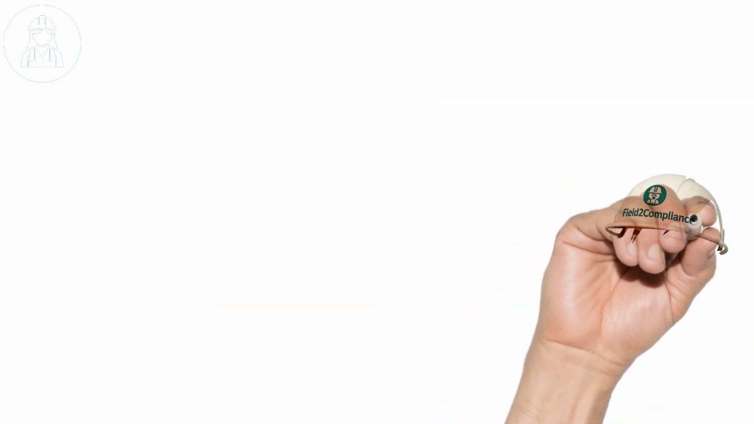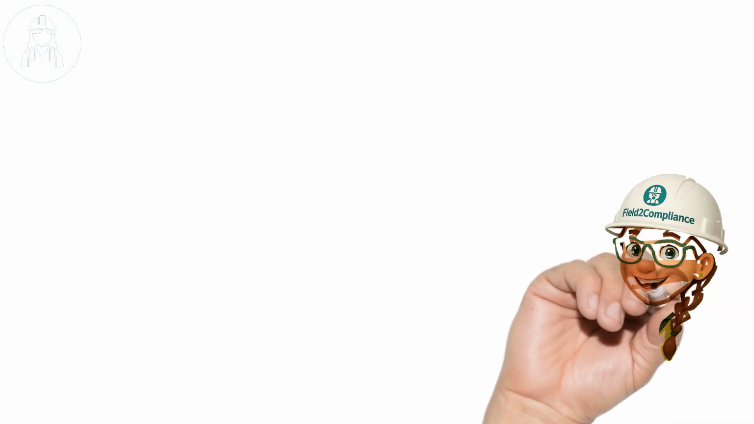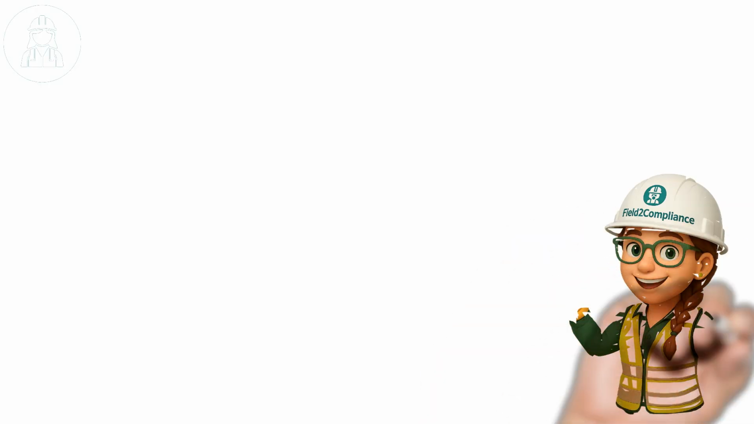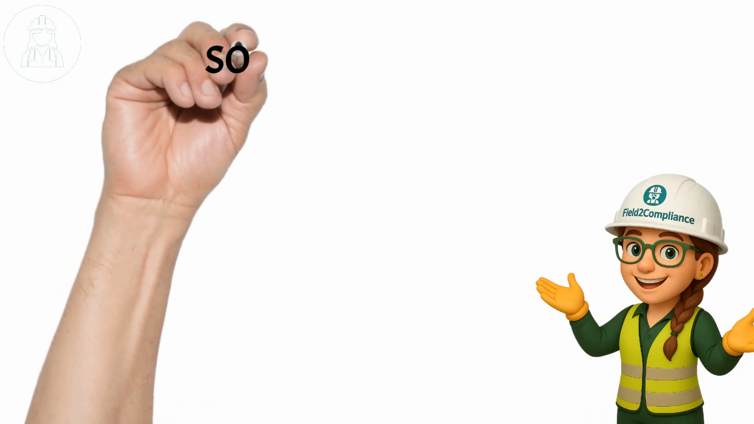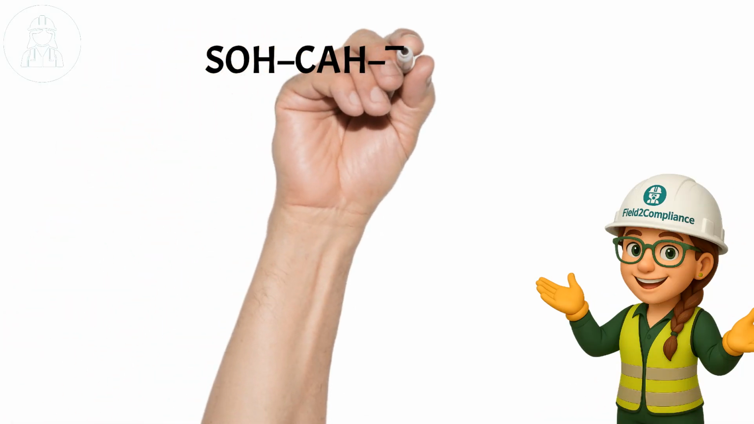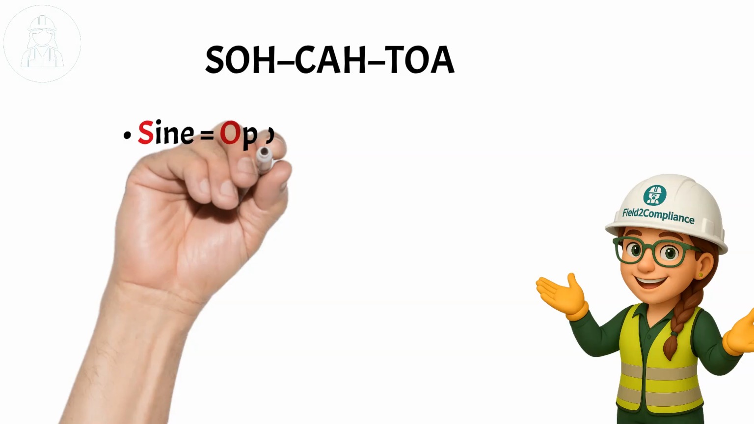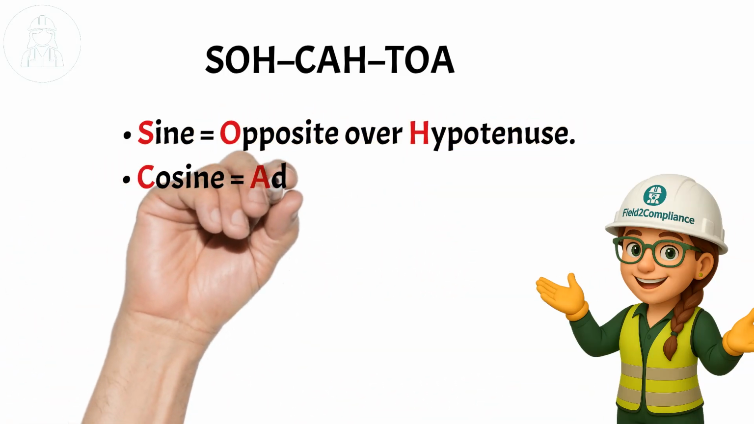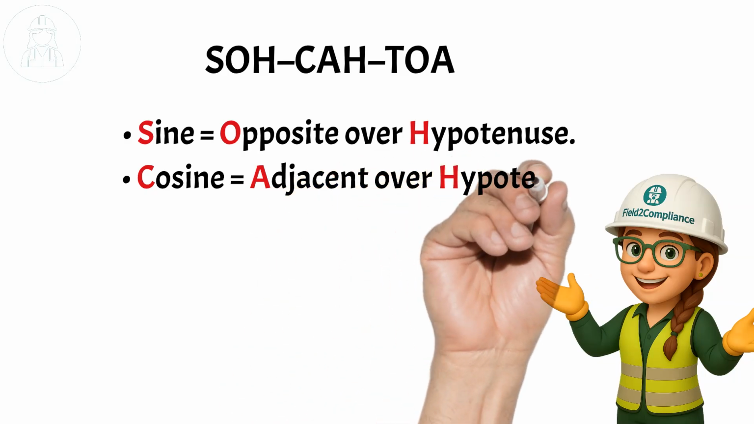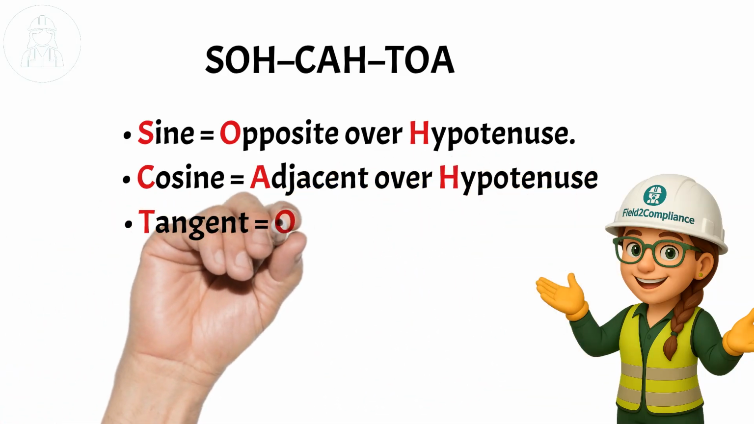Now that we know how to identify opposite, adjacent, and hypotenuse, the next step is learning how to use them in formulas. This is where the three main trig functions come in. To remember which side goes with which function, we use a simple memory trick, SOH-CAH-TOA. Sine equals opposite over hypotenuse.